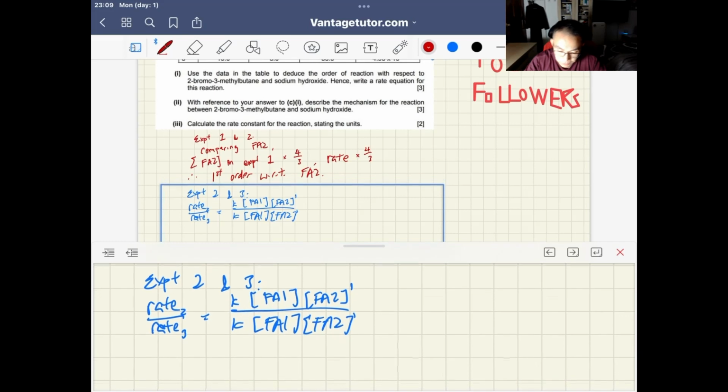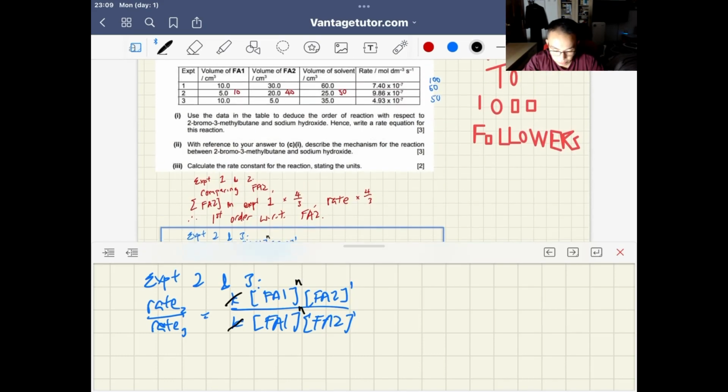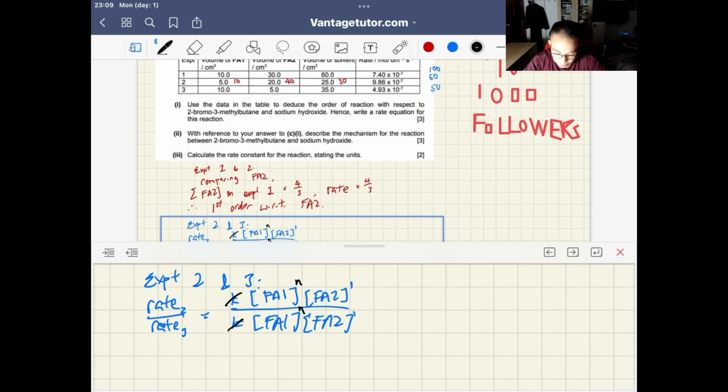Okay, so now if I look at this equation, my K constant does not change because I hold it at the same temperature, so it gets cancelled out. Then I can put in the rest of my values, where my FA1 has an unknown order of reaction, I call it N. So let's go back to my equation. In rate equation 2, I just put in all the numbers, so it's 9.86 divided by 4.93 equals FA1 in experiment 2, which is 5, multiplied by 40, to the power N, divided by 10 to the power N multiplied by, oh, see, I confused myself.